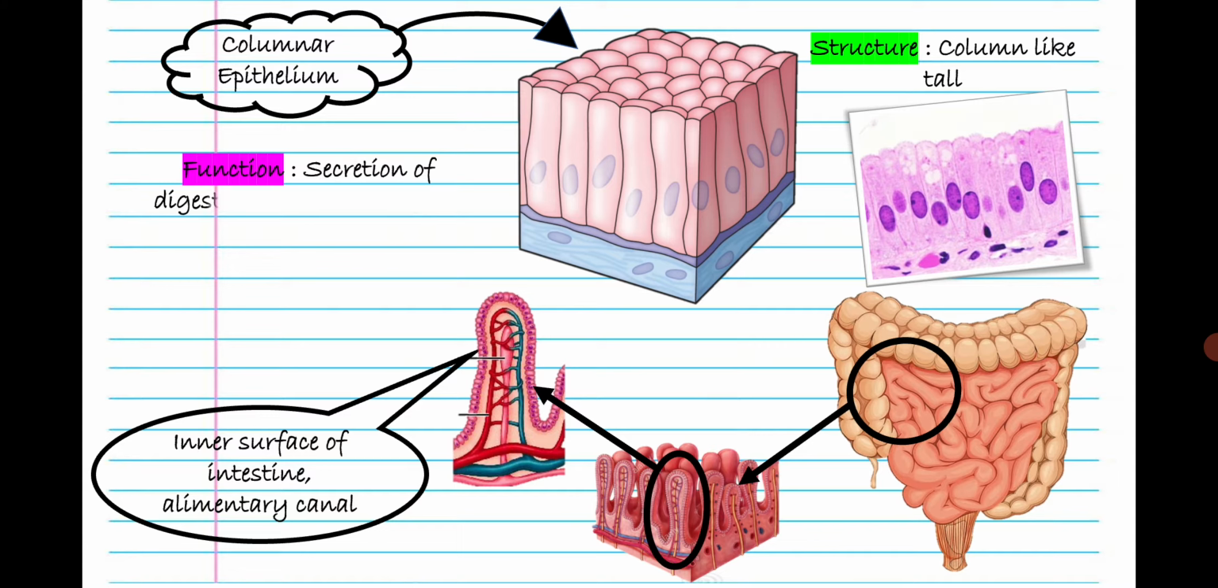What is the function of these tissues? As they are present in our intestine, and what happens in our intestine? Yes, the useful nutrients are absorbed in our intestine. So the function of columnar epithelium tissue is to secrete digestive juices as well as absorb nutrients from digested food.